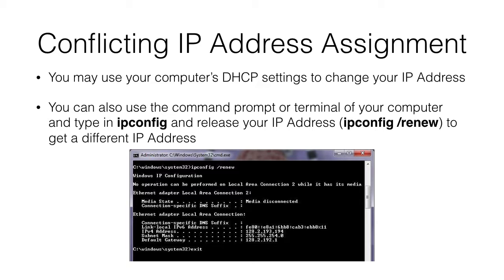For the conflicting IP address assignment, you may use your computer's DHCP settings to change your IP address, or you can also use the command prompt or terminal of your computer and type in ipconfig and release or renew your IP address by typing ipconfig /renew or /release to get a different IP address.